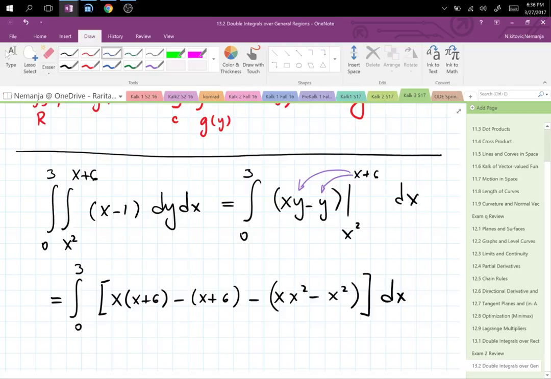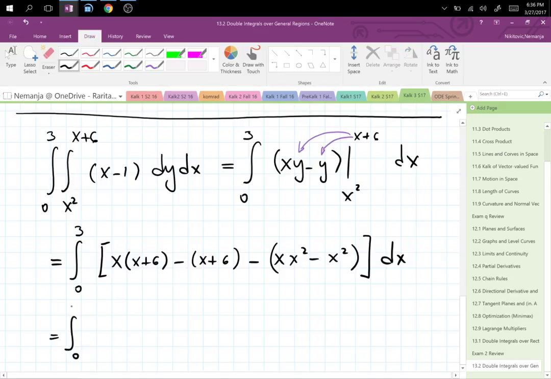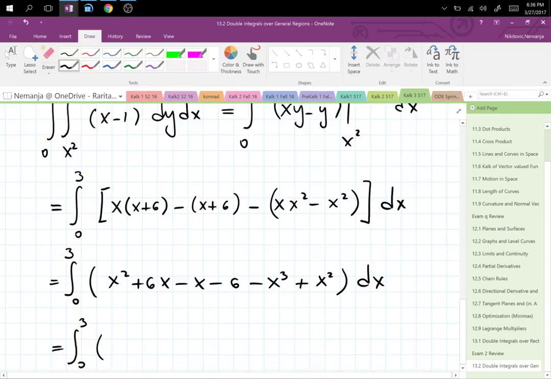So technically this was your y before, and this was your y, and this was your y, and this was your y, right? These were your y's from integration when you plug in the upper limit and then minus the lower limit. So now you grind through all of this algebra to come up with the easiest form. So you have x squared plus 6x minus 6 minus x cubed plus x squared dx. Then you simplify that into a single expression.